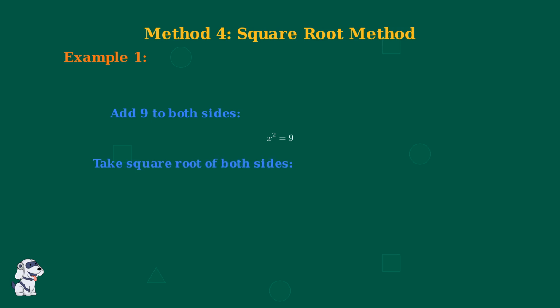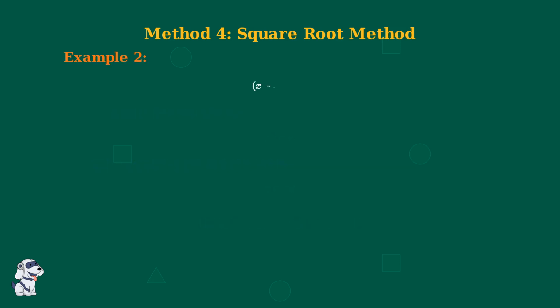Next, we take the square root of both sides. Remember, when we take the square root, we must include both the positive and negative solutions. So x equals plus or minus 3. This gives us two solutions, x equals 3 and x equals negative 3. Both values satisfy our original equation. Now let's look at a more complex example involving the second form.